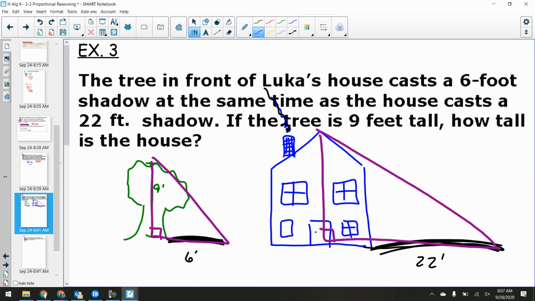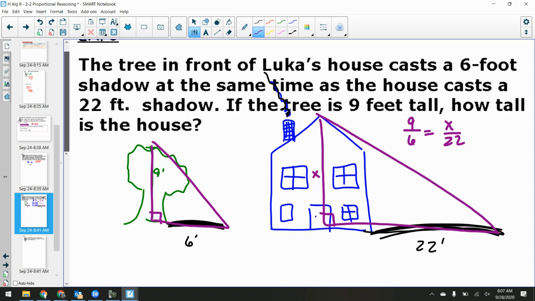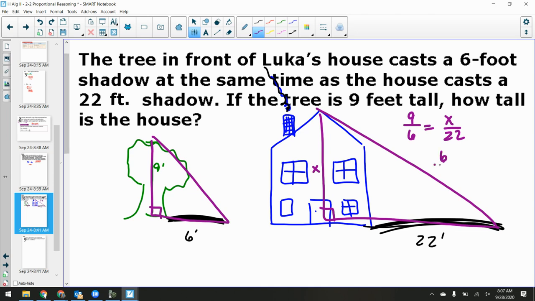If I want to find x, what's a proportion that we could create? There's a couple that we could create. Oh, you could do 9 over 6 and then x over 22. Good. 9 over 6 is equal to x over 22. Does anybody think about it differently? Luke? I did 6 over 22 is equal to 9 over x. Yeah, 6 over 22 is equal to 9 over x. Anybody think about it differently?